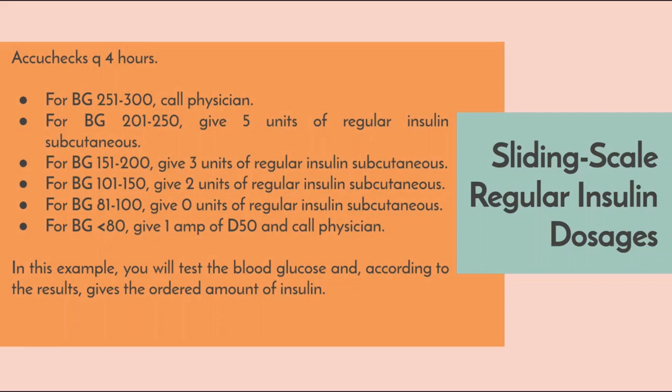For BG 201 to 250, give 5 units of regular insulin subcutaneous. For BG 151 to 200, give 3 units of regular insulin subcutaneous. For BG 101 to 150, give 2 units of regular insulin subcutaneous. For BG 81 to 100, give 0 units of regular insulin subcutaneous. For BG less than 80, give 1 ampule of D50 and call physician. In this example, he will test the blood glucose and, according to the results, gives the ordered amount of insulin.